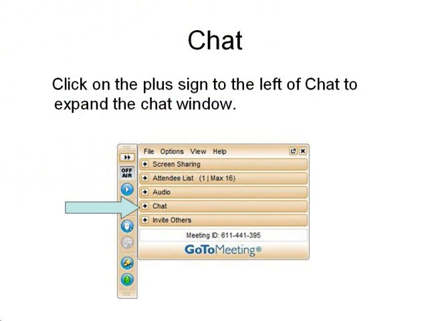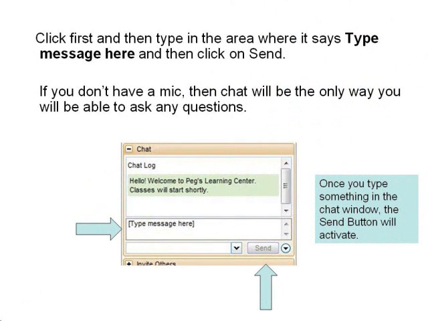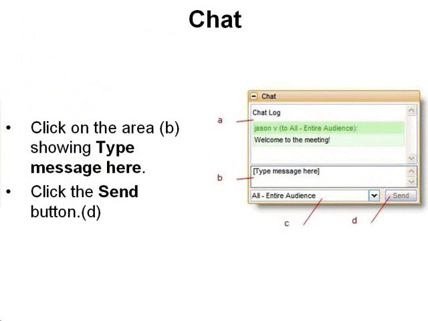You notice how the screen is minimized? If you see this on your screen, in order to use a component, simply click on the plus sign and that option will maximize itself. Click first and then type in the area where it says type message here, and then click on send. If you don't have a mic, then the chat will be the only way you're going to be able to ask any questions. A closer screen will show you the chat options. Click on the area B showing type message here, and then click the send button, D.